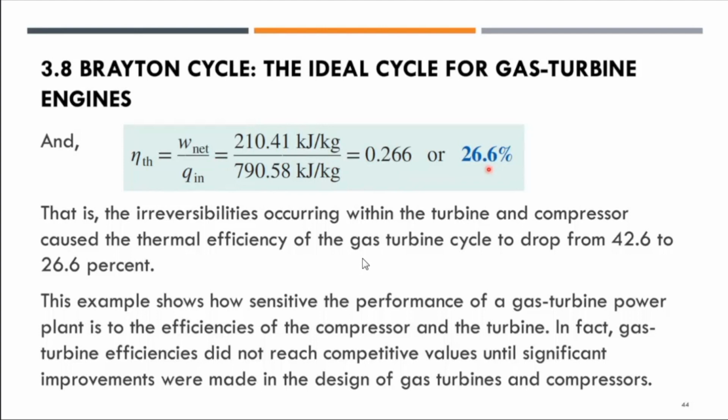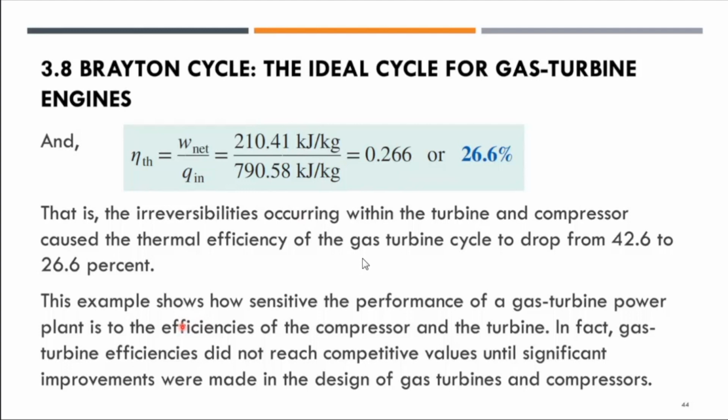So it is lower than the earlier example. Example 9.6 we have 42.6%. Now example 9.7 we have 26.6%. This is because of the irreversibilities that occur within the turbine and the compressor. And furthermore, the efficiency of the compressor and efficiency of the turbine is no longer ideal. It's no longer 100%. It is 80% and 85% respectively. Right?